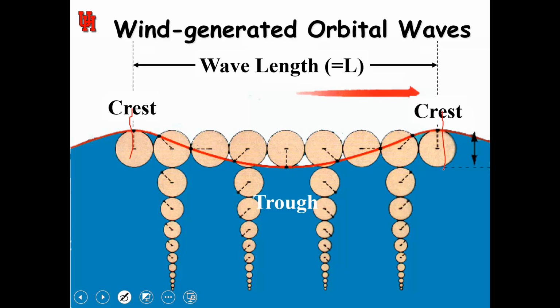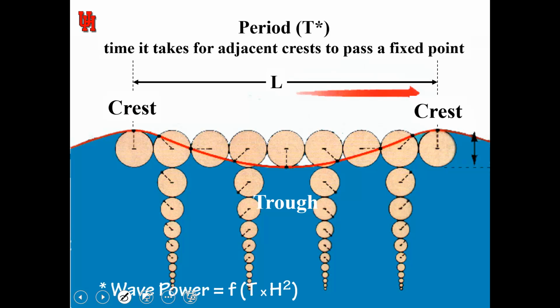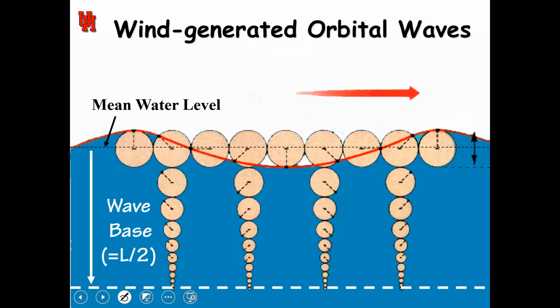The wavelength is the space between two crests, and the period is the time it takes for basically to move one wavelength. Okay. And so the wave power would be a function of the square of those wave heights as well as the periodicity.